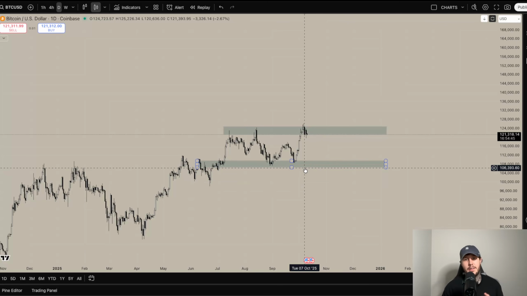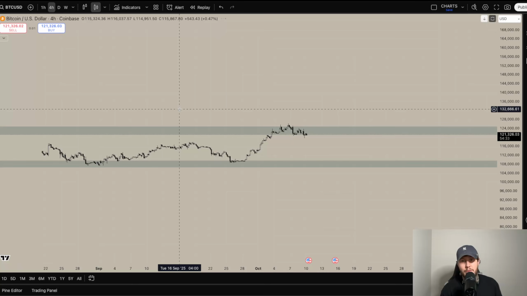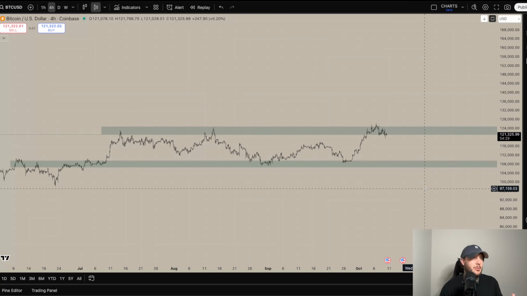Trade with the market. Don't trade against it. If it's in an uptrend, look to long. If it's in a downtrend, look to short the market. If it's ranging, just a little bit of both. When price does hit the zone, I usually jump onto the 4-hour chart. I just want to look for some sort of a reaction, a little bit of a consolidation.